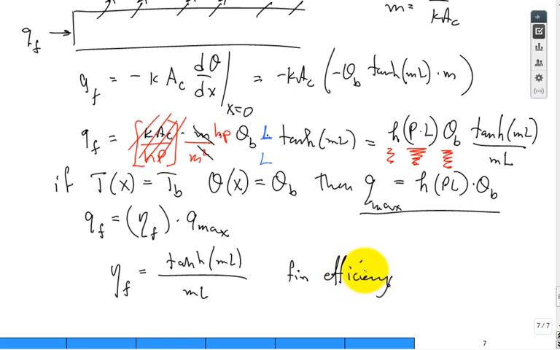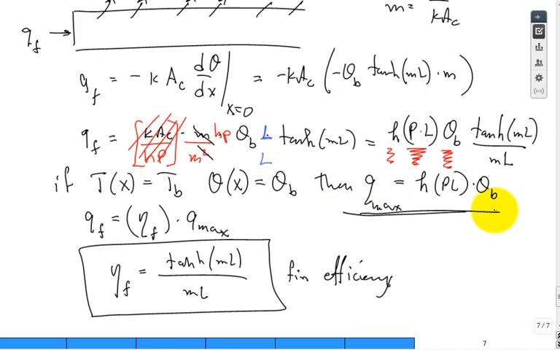Now, this is the equation for the fin efficiency for one tip boundary condition, the insulated tip boundary condition. You can get the analytic expression for the other ones, but it's a little more complicated. So this is a big equation in fin heat transfer analysis.